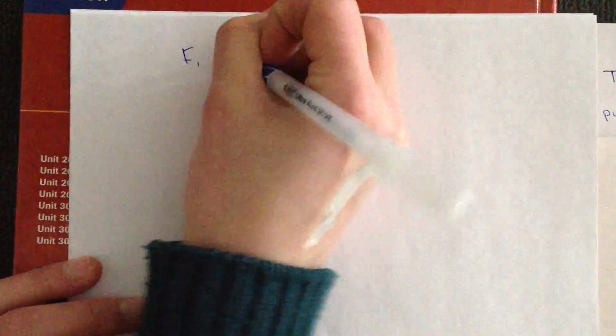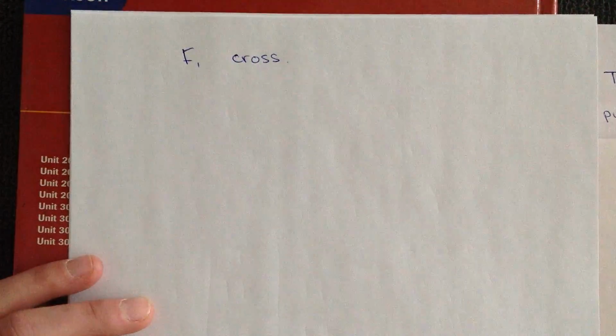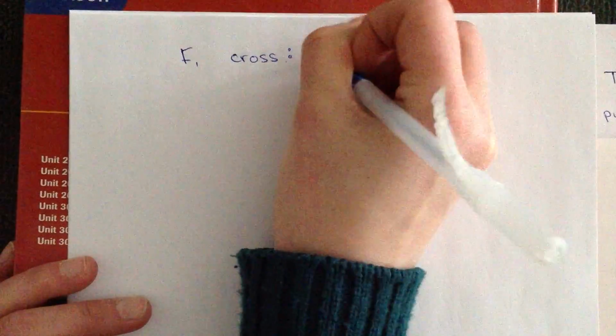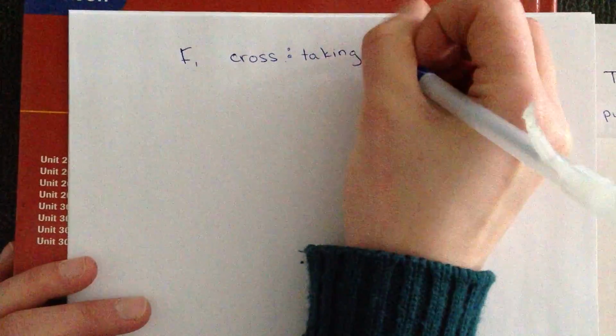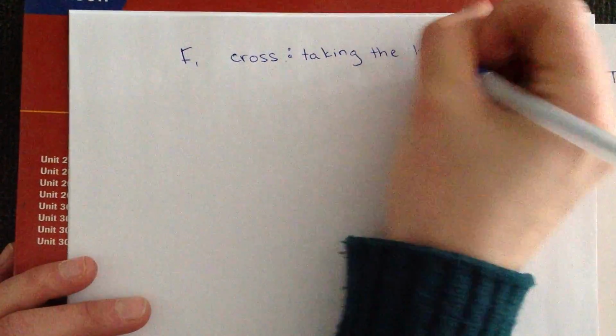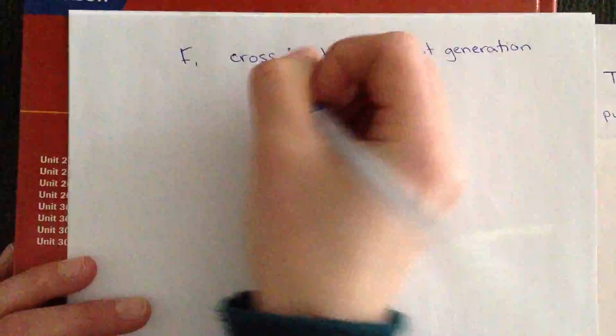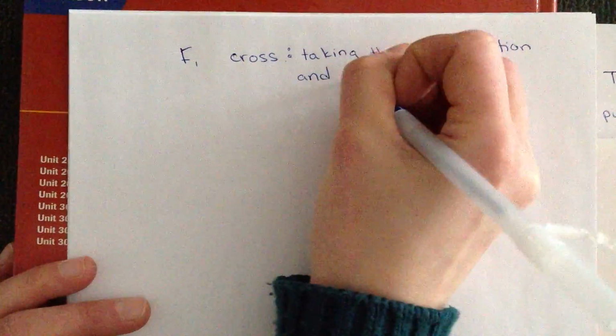We're gonna do some incest, I guess, with plants. So the baby plants, they're gonna get her done. Okay, so now we're gonna do something called an F1 cross. Okay, so an F1 cross is just simply taking the first generation and breeding them.